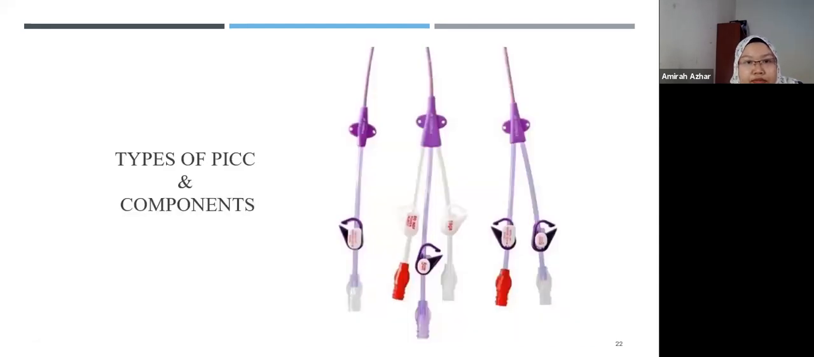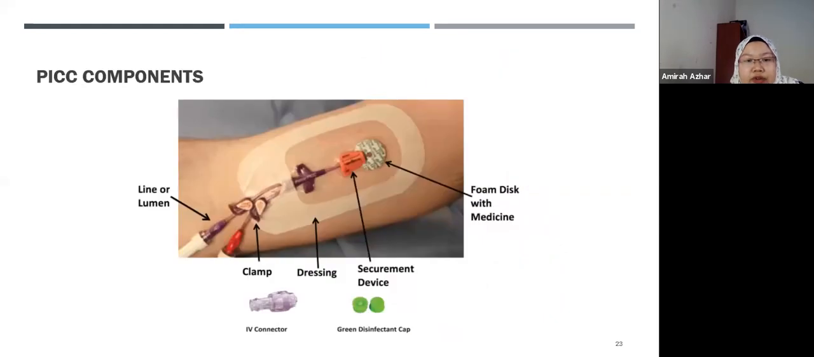Now I will explain to you about the types of PICC. As you can see in this picture, there are three types: single, double, and also triple lumen. The component is next. All right, so this is what you will see if a patient has PICC. There will be dressing, the white surrounding the cubital fossa, the line or lumen where you can insert drugs or fluids. They also have a clamp, securement device, and also a form with medicine.